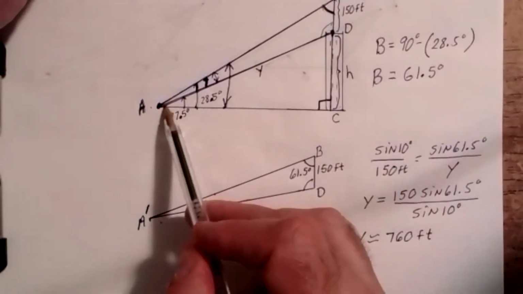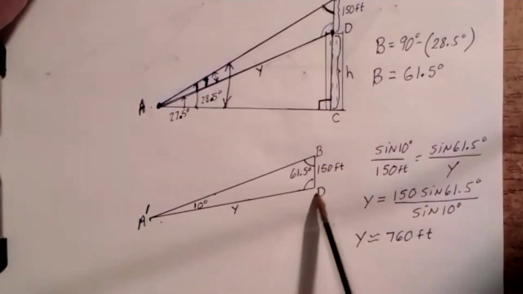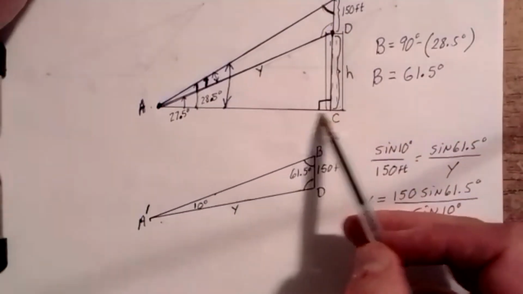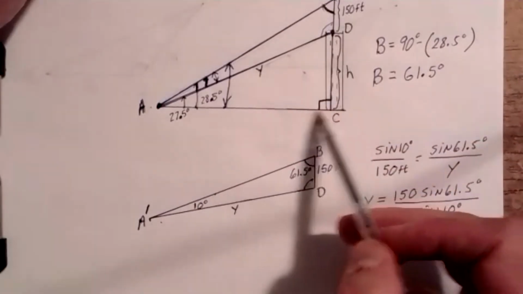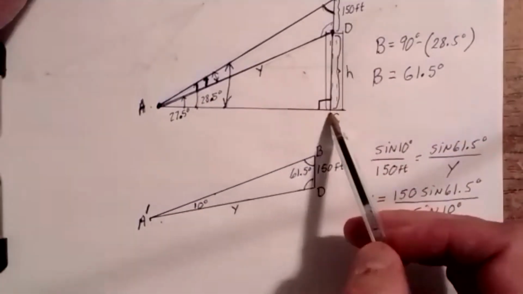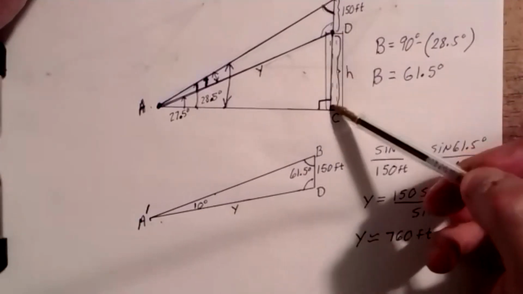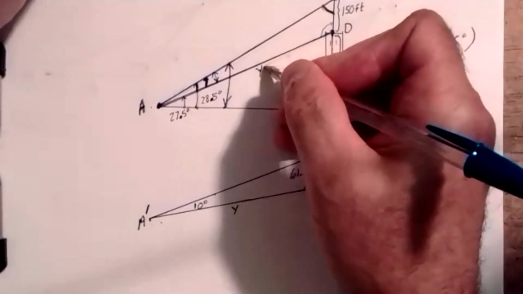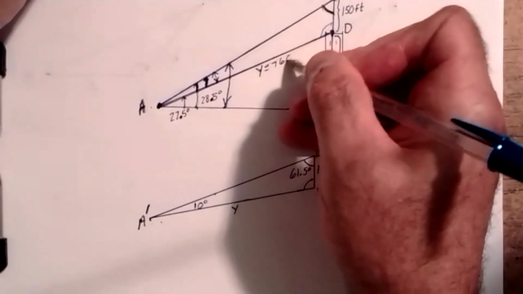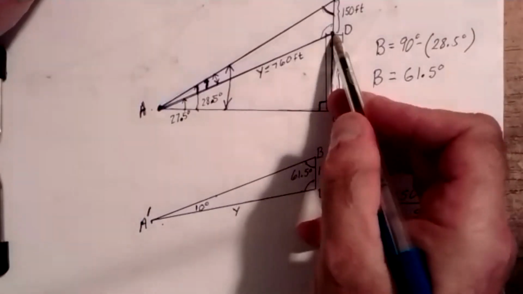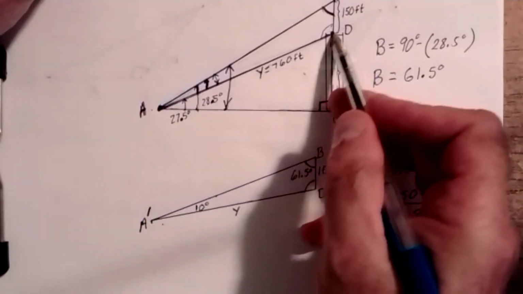Not only is side Y shared by this upper triangle I pulled out of the picture, but it's also shared by this right triangle here. And one side of this right triangle is the height of the building, H. Everybody see that there? So now we know Y is about 760 feet for this right triangle down here.